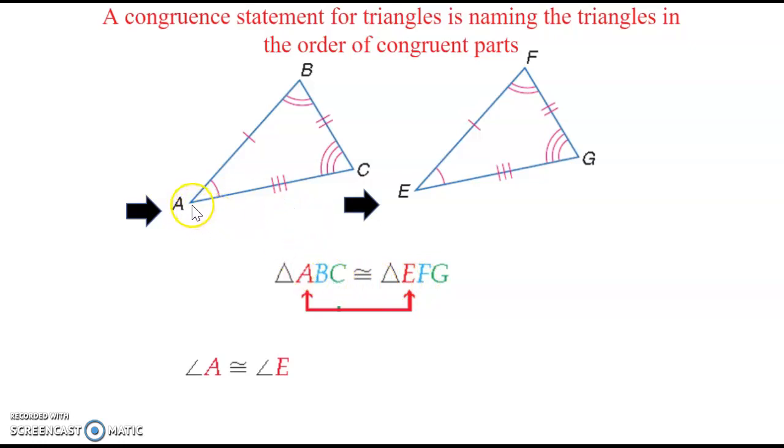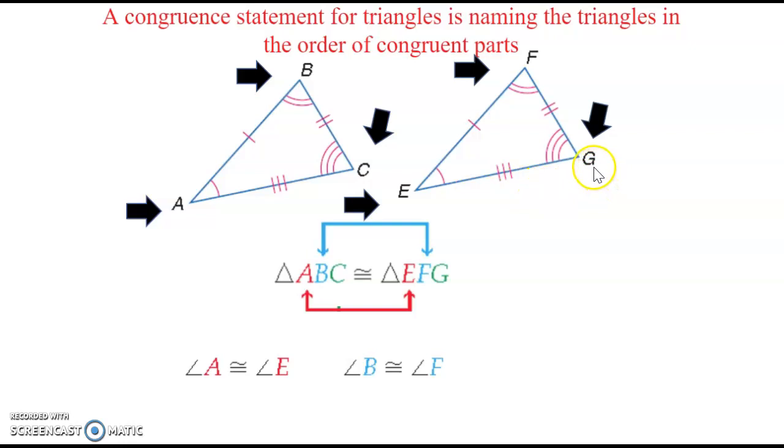Okay, so triangle ABC is congruent to triangle EFG, and angle A corresponds to angle E. That's why they're the first letter being identified. And then angle B corresponds to angle F. That's the middle letter. And then finally angle C corresponds to angle G, or you could even say vertex C and vertex G. They correspond to each other, and so they are the last ones on the statement.